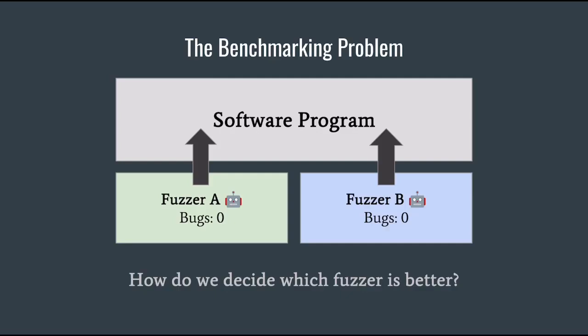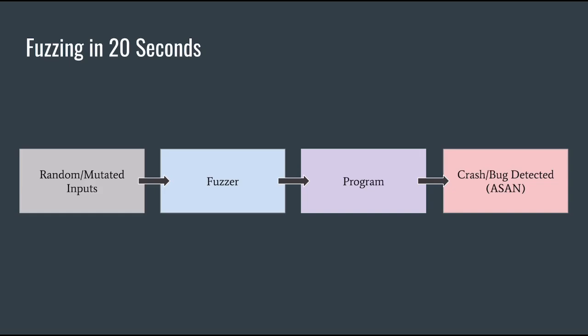And because of this, fuzzing research typically compares fuzzers using code coverage, which measures how much of the program a fuzzer explores. So before we talk about the paper, let me quickly explain what fuzzing is. Fuzzing is an automated testing technique where we repeatedly run a program with many different inputs. A fuzzer generates or mutates inputs and feeds them into the software program. And if one of those inputs triggers a memory error, crash, or other unexpected behavior, it's found a bug. These bugs are often detected using tools called sanitizers, such as Address Sanitizer, which automatically detects memory safety violations.